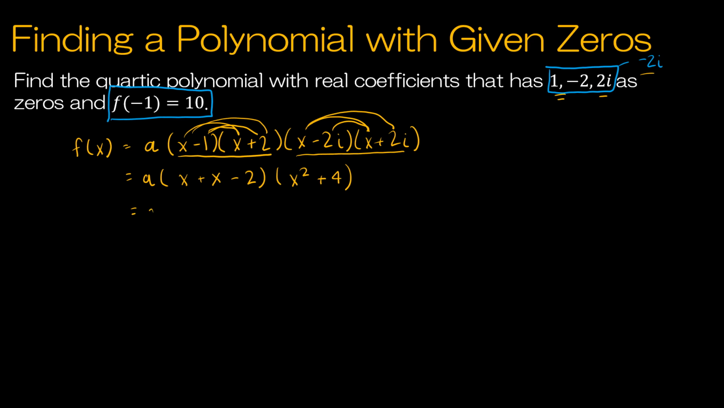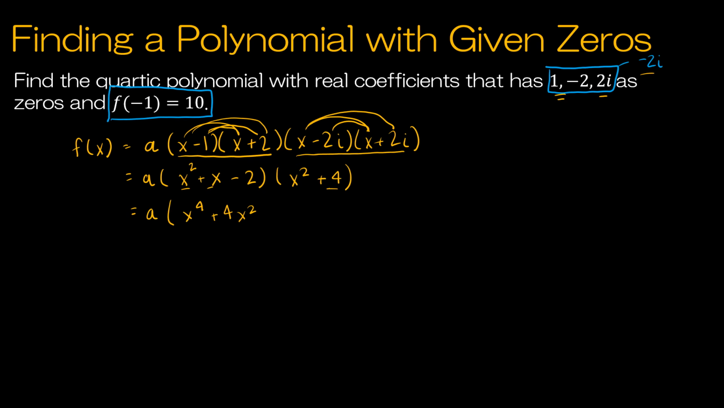Now from here, I have to do the work. I have to distribute. So I'm distributing, oops, this was an x squared, I apologize. x squared times x squared is x to the 4th. x squared times plus 4 is plus 4x squared.